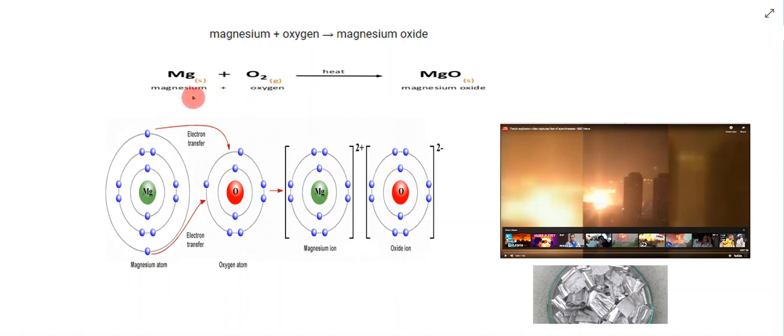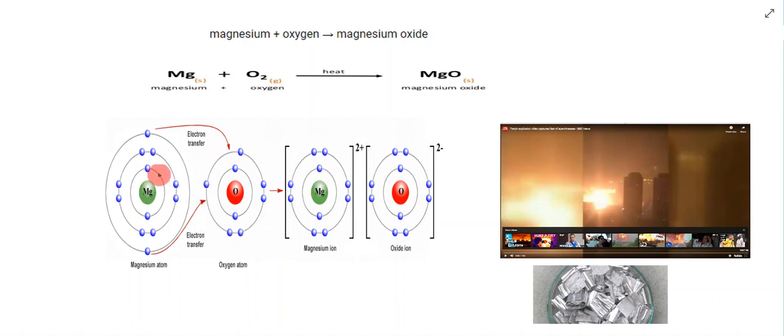So if you take magnesium, which is in solid form, and add heat to it, you're going to get a very violent chemical reaction. What causes that reaction is the movement of the electrons. Basically, the electrons in the outer shell of magnesium are going to jump and attach onto the oxygen atom, out here.